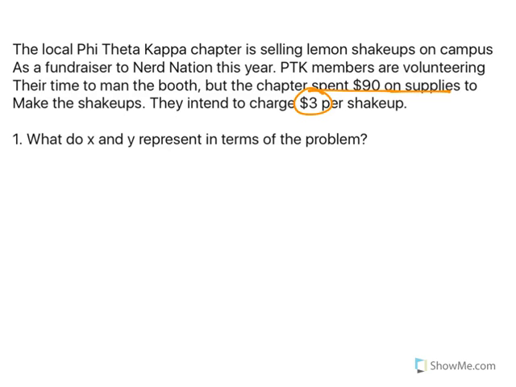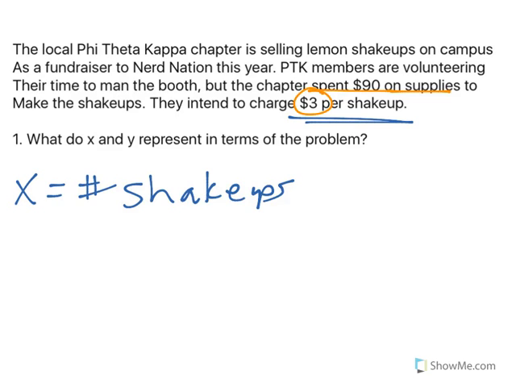Okay, so if you're thinking about this, they spent money, so money went out, and then they're going to sell them and money's going to come in. So we've got money going two different directions. That implies a positive and a negative. So here, what do X and Y represent? Well, you see it says per shake-up. So X is going to be the number of shake-ups that we sell. Y is going to be total money. I can't say profit because if we don't sell any shake-ups, we're actually at a loss because we shelled out $90 on supplies, right? So it's just the total money that we're dealing with here.